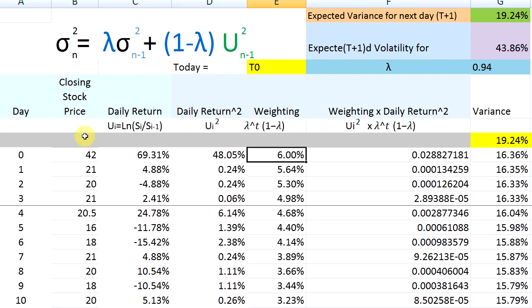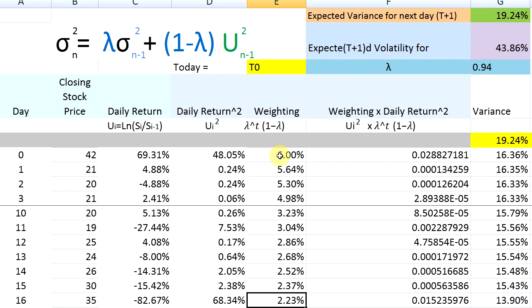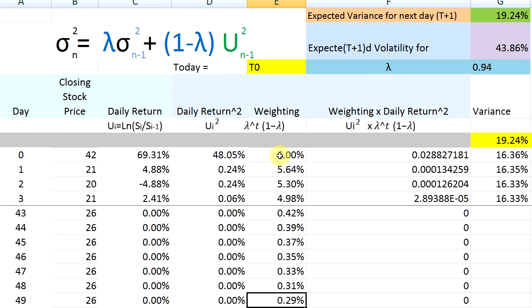Now if you see here, what's happening is the weighting for the most recent price change. Remember, we are in T naught, so for the most recent price change we are giving a 6% weighting, and then for yesterday's price change we are only giving 5.64% weighting. And then as we move on, you can see the percentage keeps reducing. So if I just keep coming down, 100 days ago, any price change before 100 days, we are only giving 0.01% weighting.